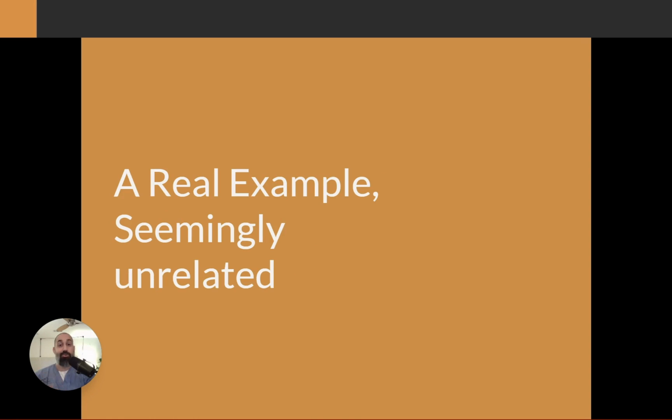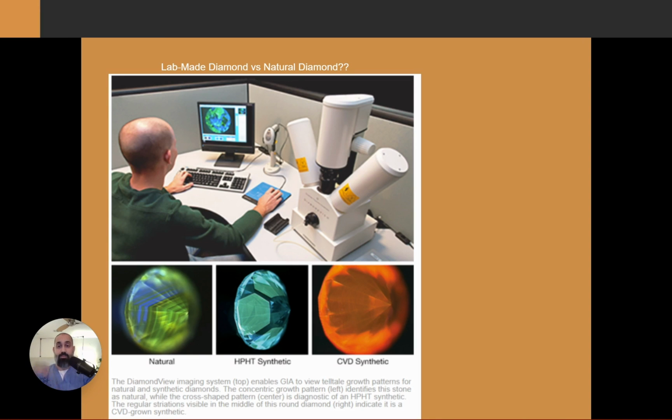So we're going to start in a completely non-medical world so that nobody gets confused. I don't want anyone to bring their pre-existing biases to the table. So I want to start in a completely different world, and then we'll work our way back to medicine. We're going to start by talking about how to tell real diamonds from lab-made diamonds or fake diamonds.